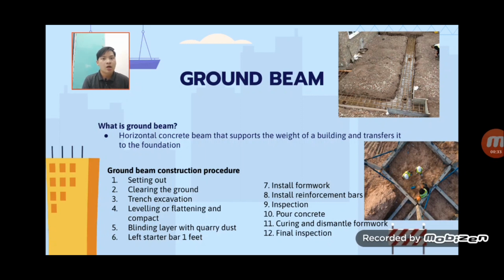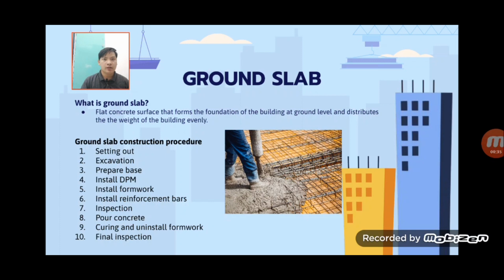While a ground slab is a flat concrete surface that forms the foundation of the building at ground level and distributes the weight of the building evenly. The construction procedure for a ground slab involves several steps, including setting out, excavation, preparing the base, installing a damp-proof membrane or DPM, installing formwork and reinforcement bars, inspection, pouring concrete, curing, and final inspection. Also, it is important to follow the steps in the correct sequence to ensure a stable and durable foundation.